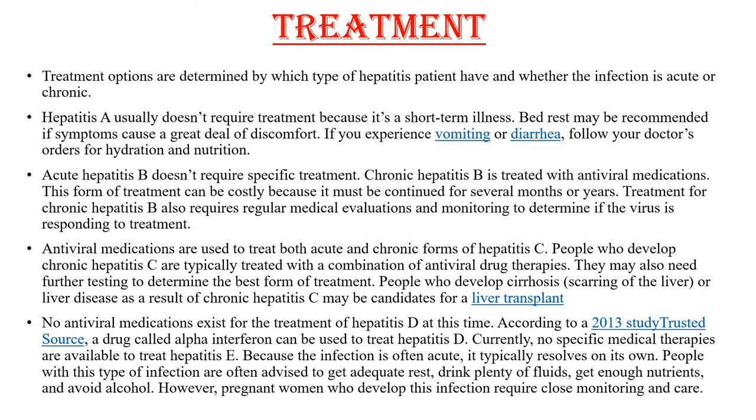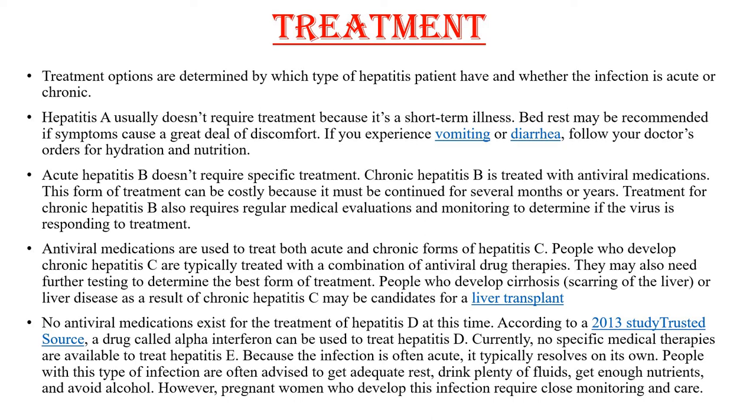Treatment options are determined by which type of hepatitis the patient has, and whether the infection is acute or chronic. Hepatitis A usually doesn't require treatment because it is a short-term illness. Bed rest may be recommended if symptoms cause a great deal of discomfort. If you experience vomiting or diarrhea, follow your doctor's orders for hydration and nutrition. Also, food that is easy to digest can be used by the patient. Acute hepatitis B doesn't require specific treatment.